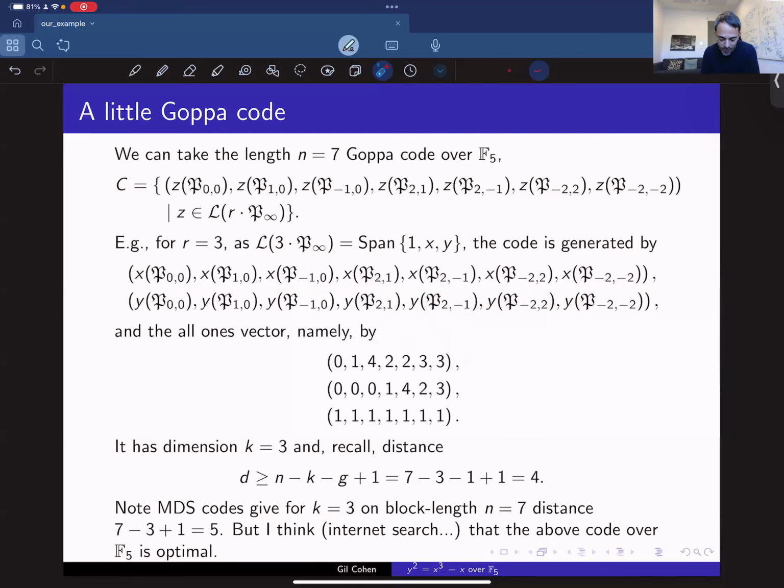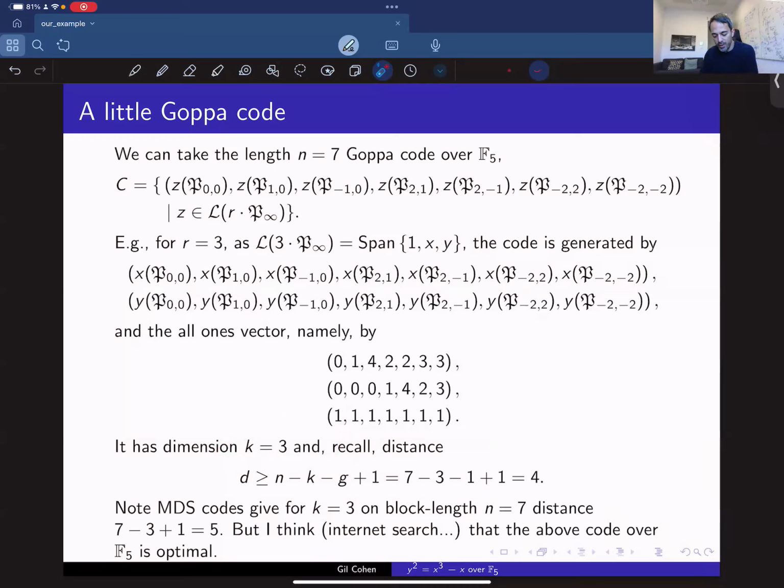And as for the y, this basis element just translates to this one. So you see, this is the second coordinate now, 0, 0, 0, 1, minus 1, which is 4, 2, minus 2, which is 3. And this is the all ones vector. So this is a basis for our code. And the code is obtained by taking all the linear combinations of it over F5. So clearly it has dimension 3, because this has dimension 3.